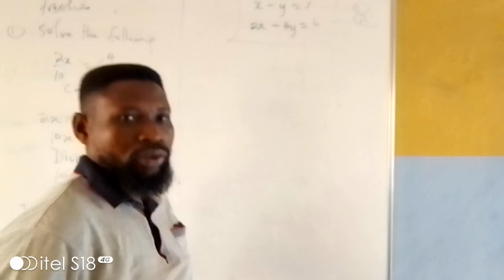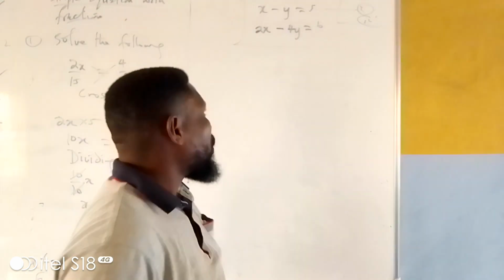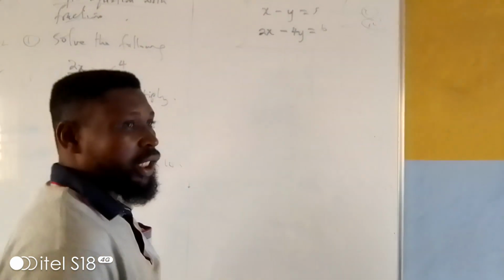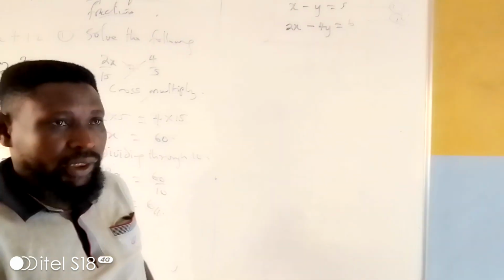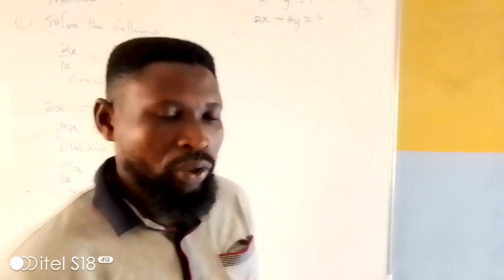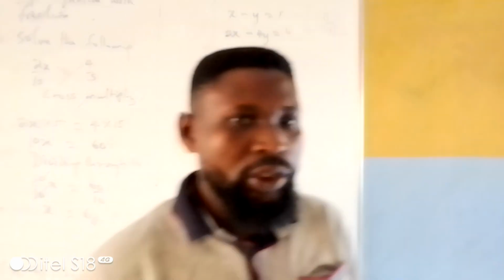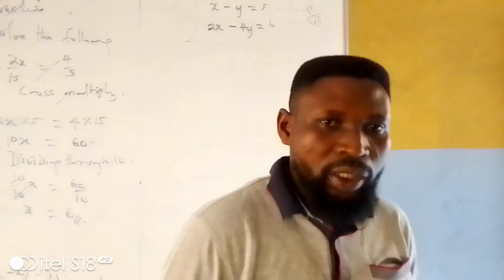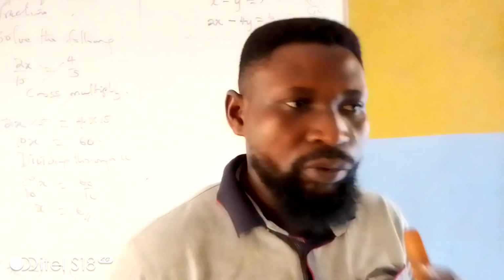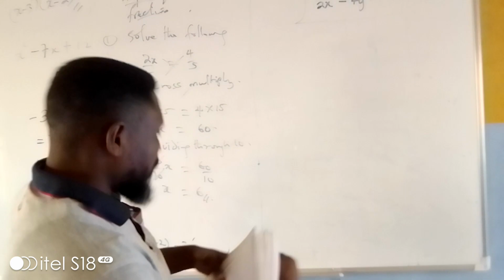Now, what are the methods we can apply in solving a simultaneous equation? Number one, we can easily apply the elimination method. We can also apply the substitution method. Then thirdly, we can apply the graphical method. So let us consider the first case. Now let's consider this question.